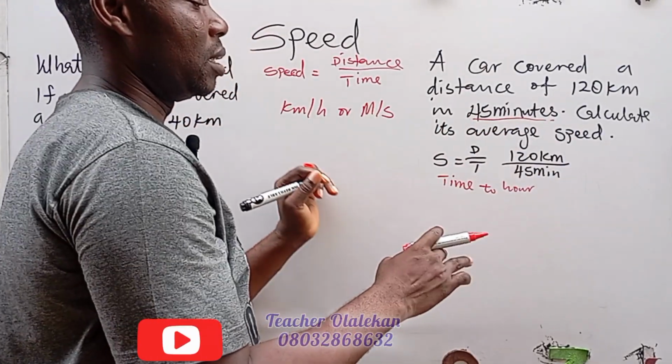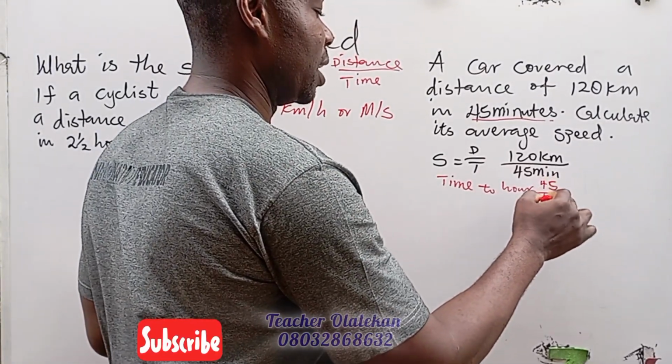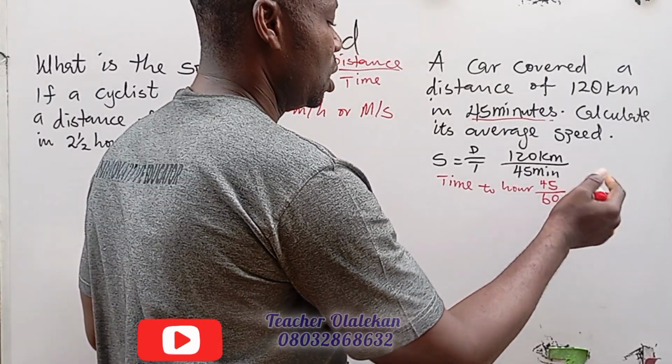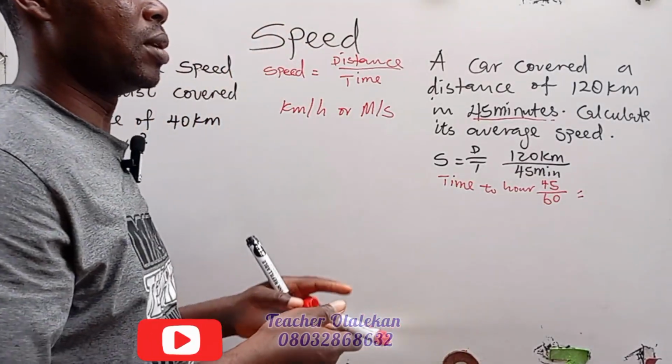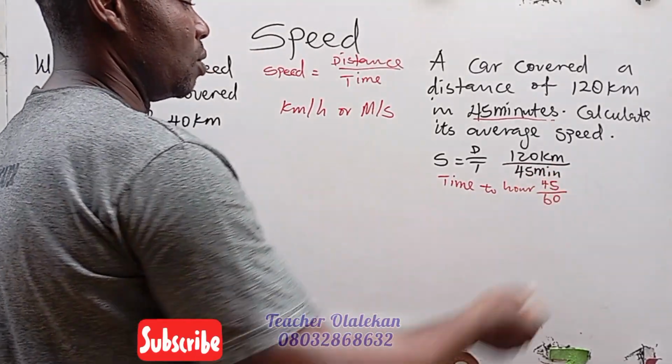So now by dividing it by what? 60. That's 45 divided by 60. When you take it to the lowest term, that will give you 3/4, or we'll leave it like this since we are using it for our working.